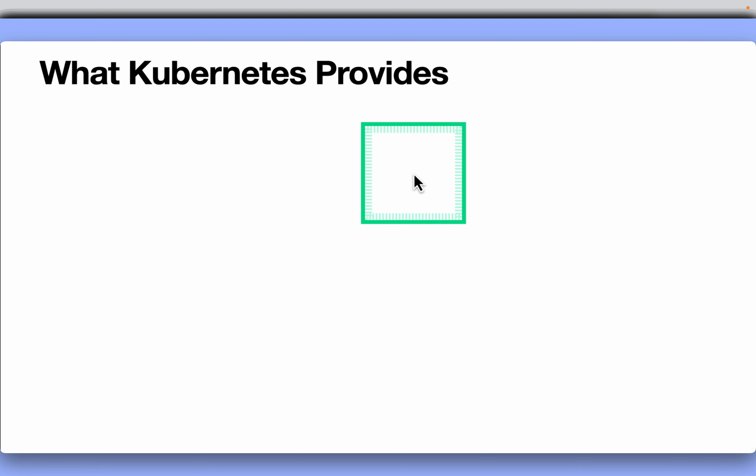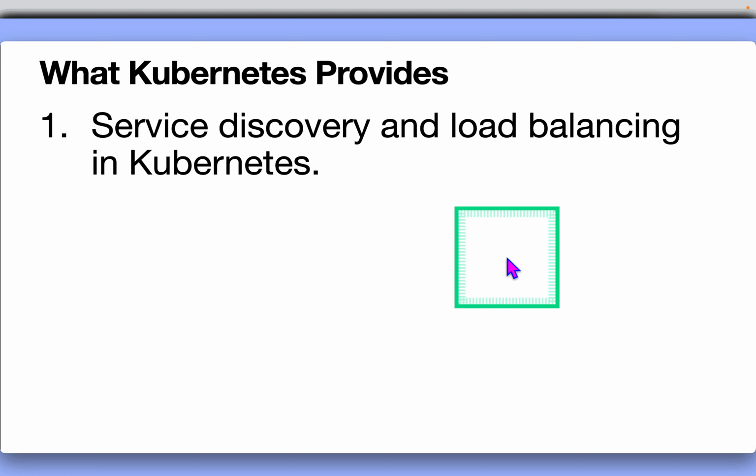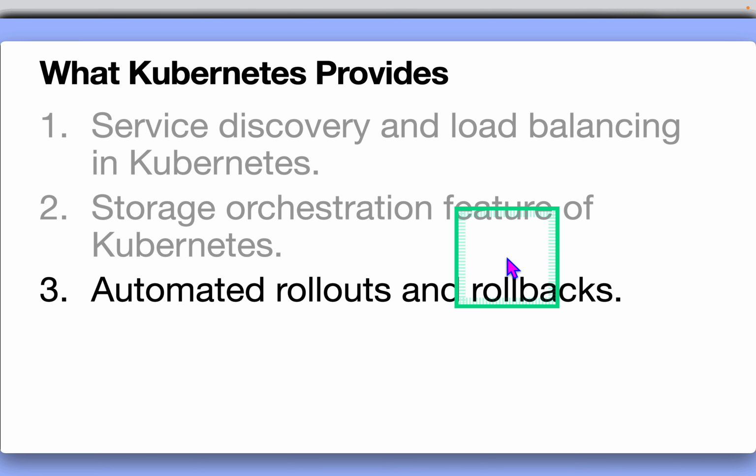So what does Kubernetes provide? Kubernetes can expose a container using a DNS name or its own IP. If a container receives high traffic, Kubernetes can load balance and distribute the network traffic for a stable deployment. Kubernetes provides automatic mounting of your chosen storage system. It could be local storage, public cloud providers, etc. With Kubernetes, you can describe the desired state for your deployed containers. It can change the actual state to the desired state at a controlled rate.